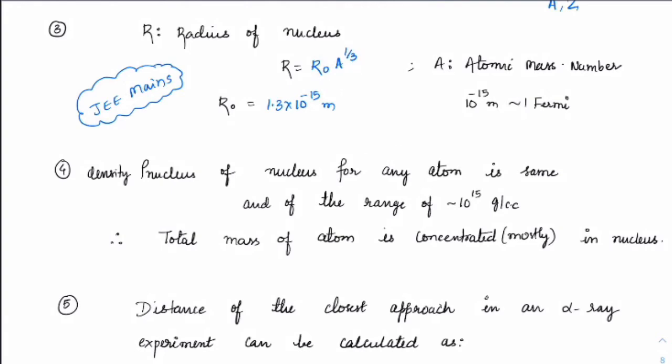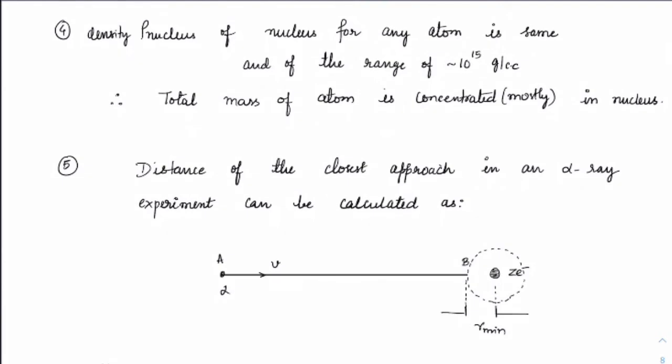Okay. Now you will come across this unit a lot of times here. Fermi: 1 Fermi is 10 raised to the power of minus 15 meters. Another important conclusion Rutherford derived was that the total mass of the atom is mostly in the nucleus.